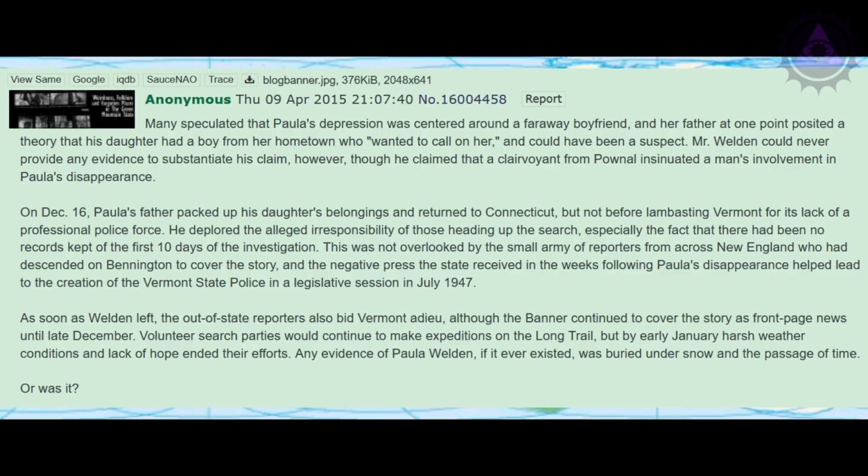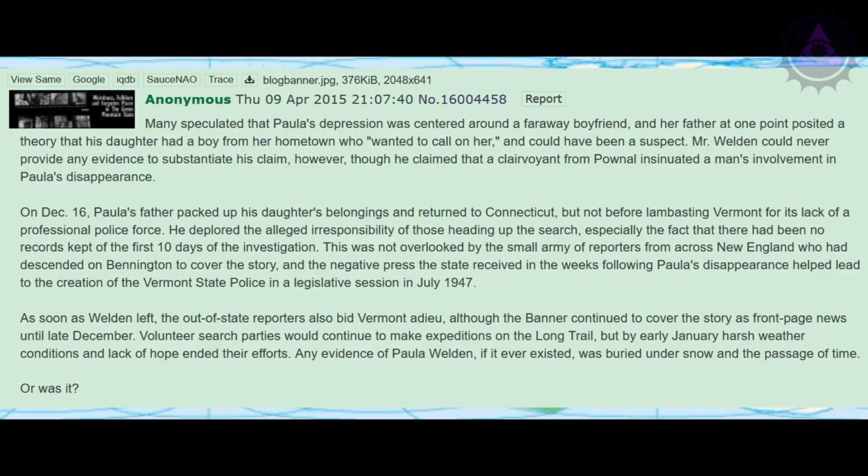As soon as Welden left, the out-of-state reporters also bid Vermont adieu, although the Banner continued to cover the story as front-page news until late December. Volunteer search parties would continue to make expeditions on the Long Trail, but by early January harsh weather conditions and lack of hope ended their efforts. Any evidence of Paula Welden, if it ever existed, was buried under snow and the passage of time.